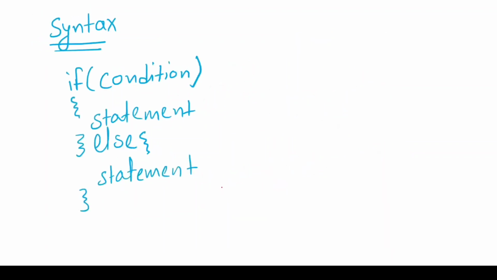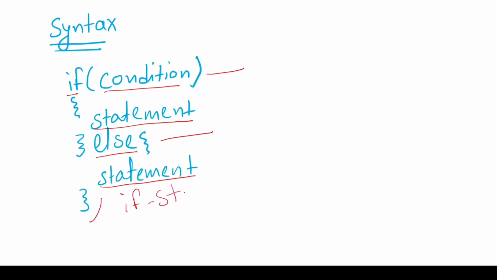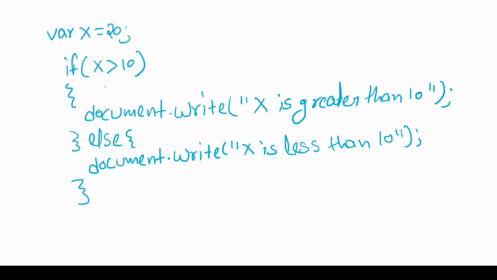Okay, now this is the syntax of if and else statement in JavaScript. First if, then condition, after that statement, anything. Okay, then we have else. For else we don't need any condition, because if this is wrong, then this will happen. Okay, now we have statement, and after this we exit from if else statement.